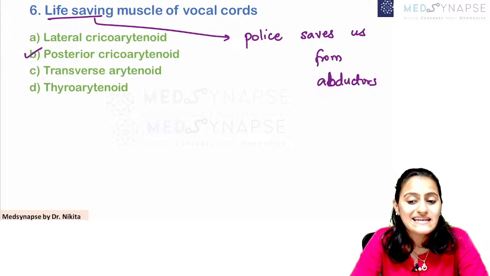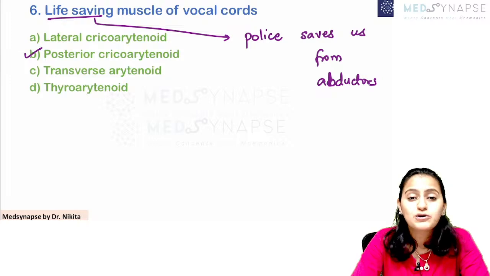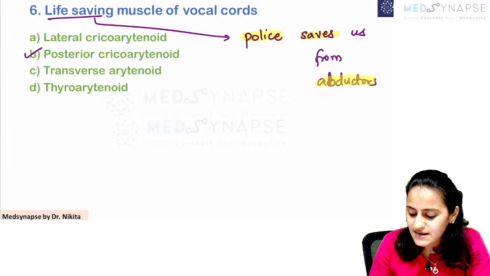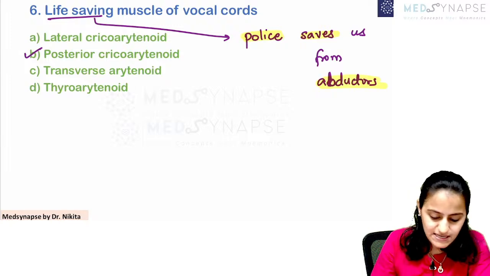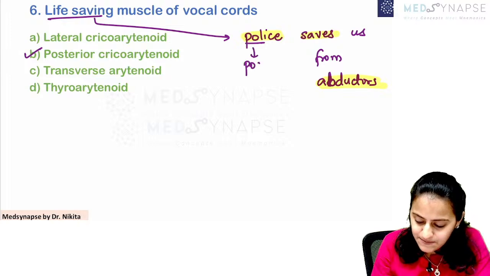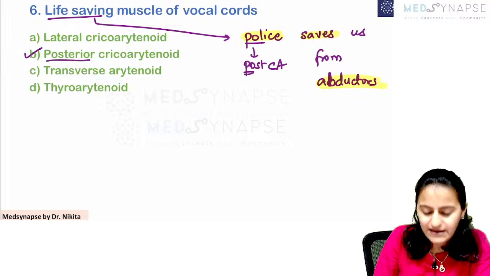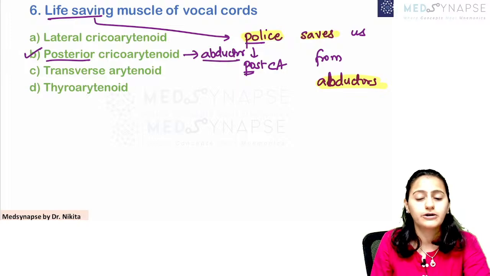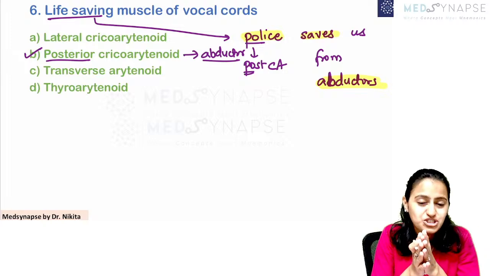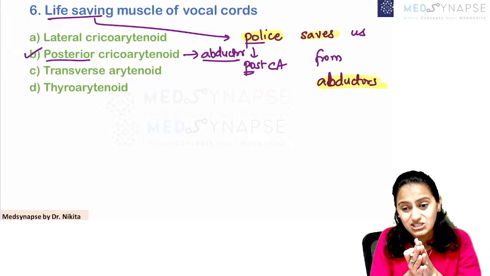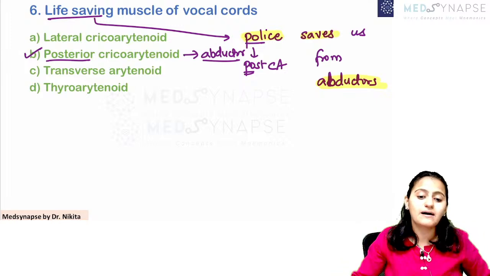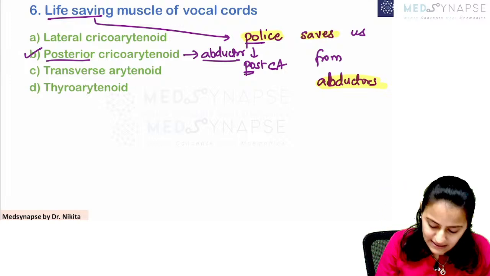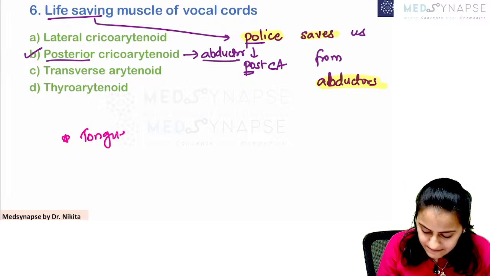If somebody gets kidnapped, somebody gets abducted, police saves from the abductors. So police is the safety muscle, and what is the function of the safety muscle? It is the abductor. So police is basically posterior cricoarytenoid, the only abductor of the vocal cord. If that fails, there will be adduction and that will lead to airway obstruction. So keeping the airway abducted is very, very important for life saving. Similarly, the life-saving muscle of the tongue is?